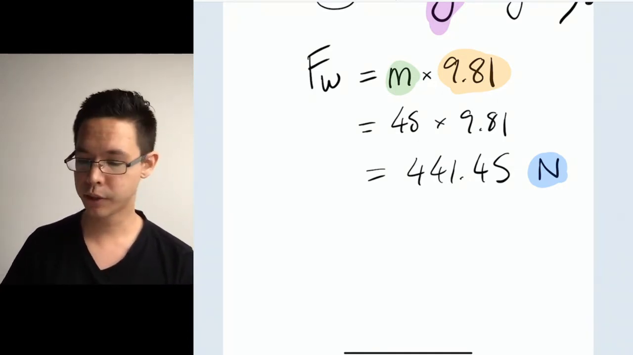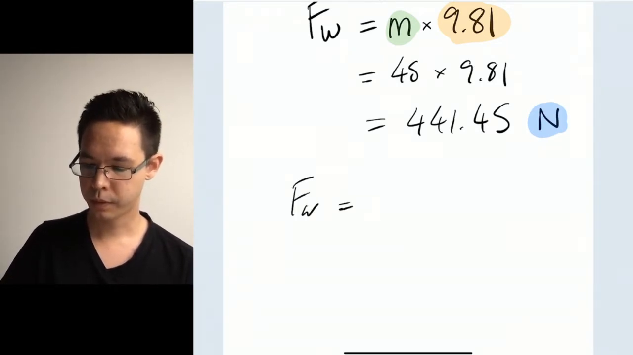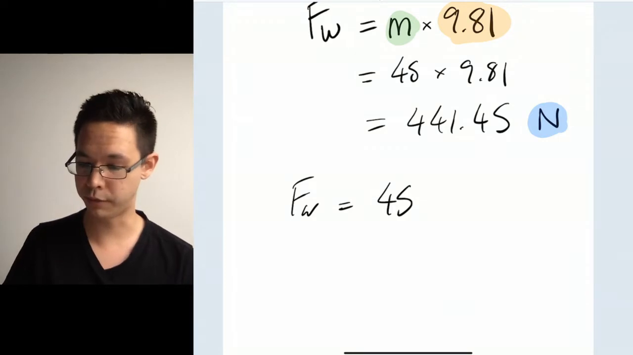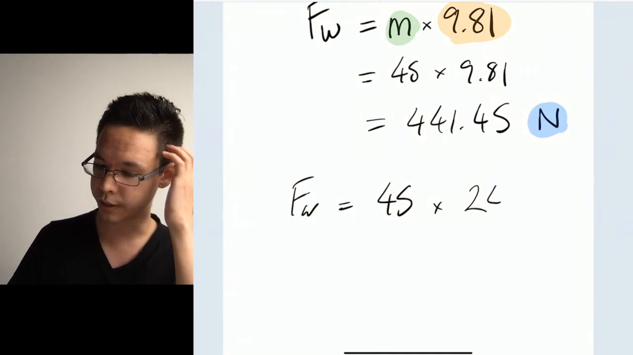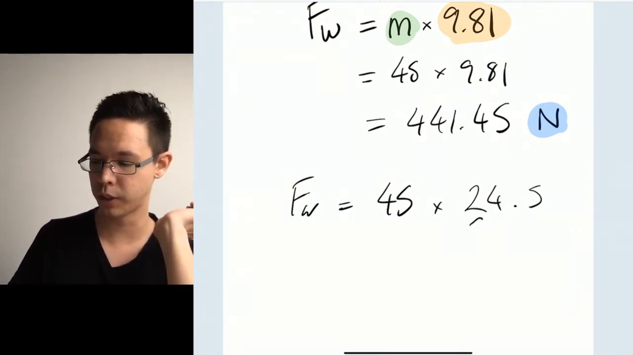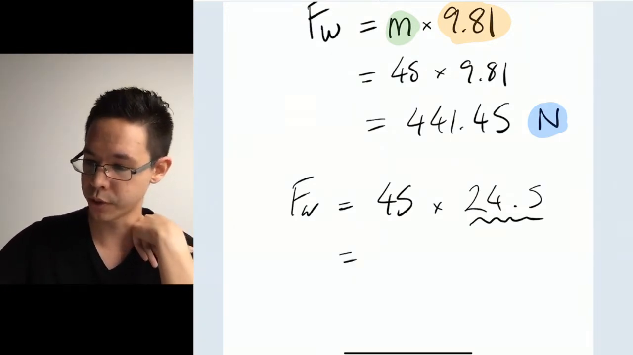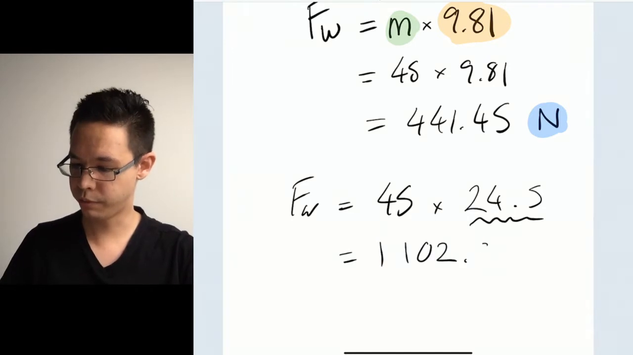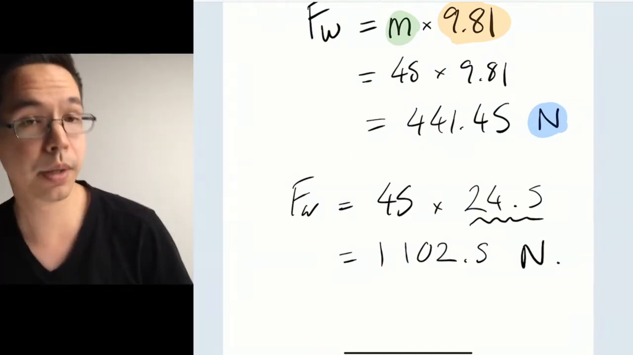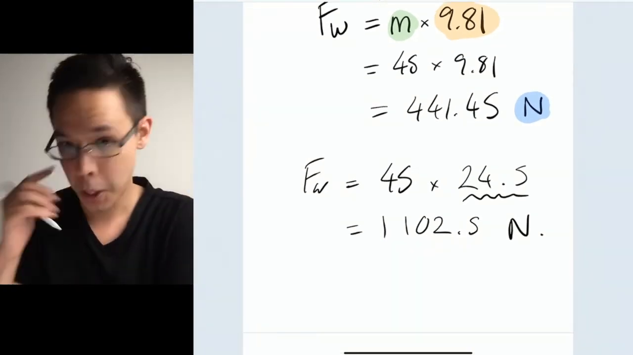So we'll take the same object, the same given mass of 45 kilos, and let's pretend I'm calculating for the planet Jupiter. I think it's around 24.5. I'm going to put a squiggly line underneath that because my memory is not too good. But I will get a much, much stronger force of weight. I'm going to get 1,102.5 newtons of force. So that's more than double the force of weight you would have on the Earth. Okay, going to move on.